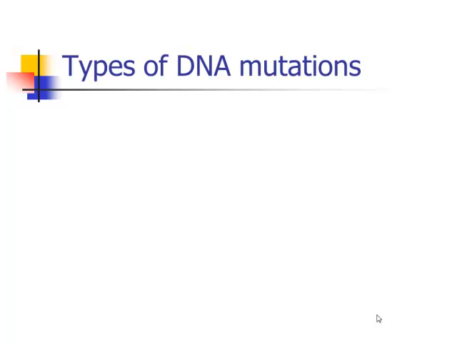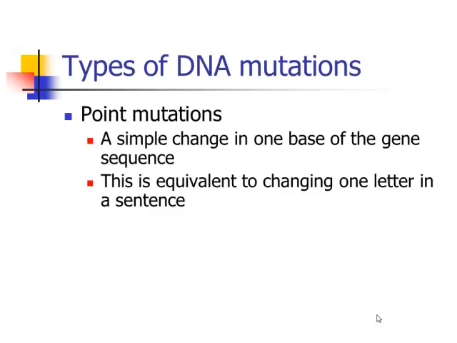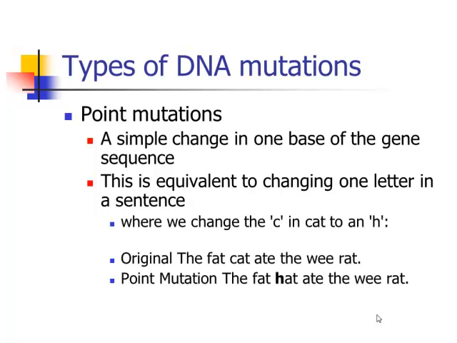Now we have a couple of different types of DNA mutations. The first one is a point mutation, and just like it sounds, a point mutation is where one base is changed. So that's the equivalent of changing one letter in our sentence. The sentence that we're going to use a lot today is "the fat cat ate the wee rat." And in a point mutation, notice that the C in cat is just changed to an H. We're just changing one letter.